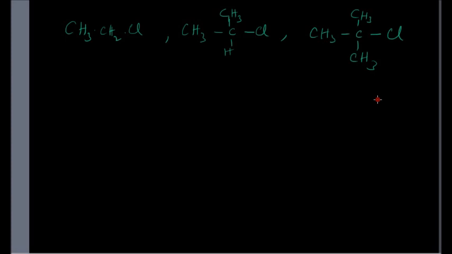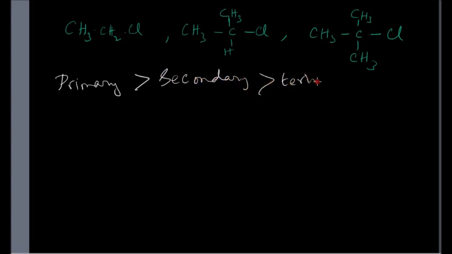So rate of reaction according to SN2 mechanism can be written like this: primary alkyl halide more reactive than secondary alkyl halide, more reactive than tertiary towards SN2 mechanism. It's not difficult to understand.